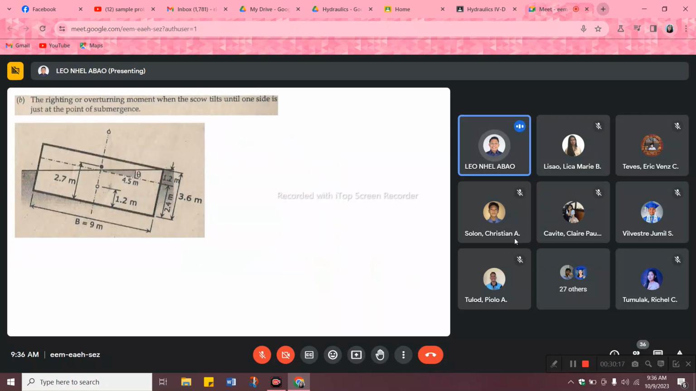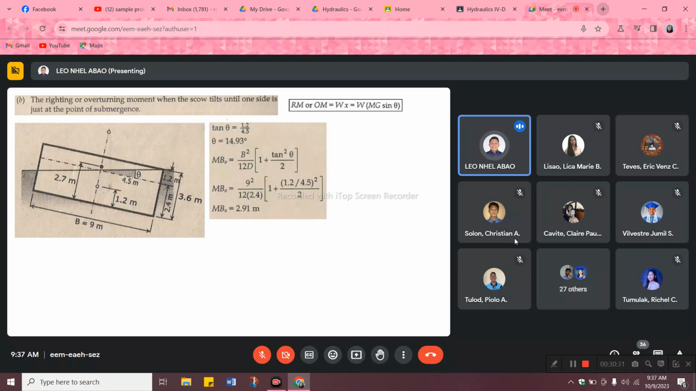So we need the angle of tilting. In order to get the righting or overturning moment, we need theta in the formula MG sine theta. How do we get theta? Tangent theta is just 1.2 over 4.5. So theta is 14.93 degrees. Then applying the formula, we get 2.91 meters.